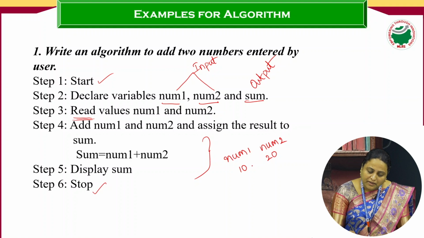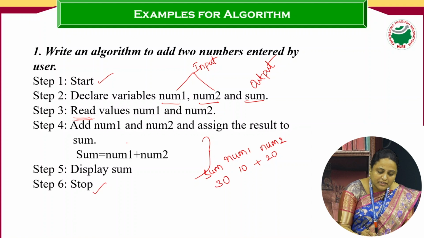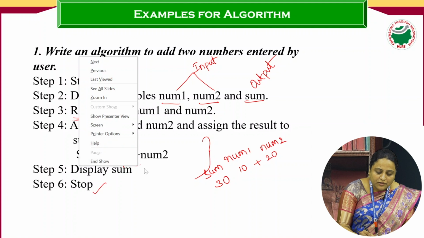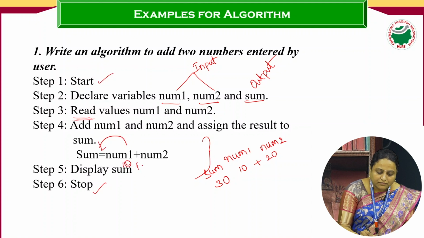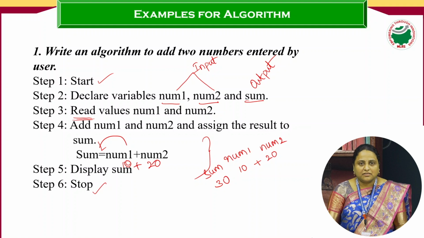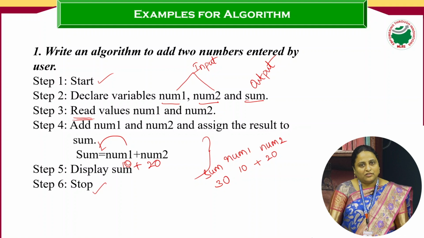So in number 1 I am having 10, in number 2 I am having 20, number 1 plus number 2, 10 plus 20, I will get the answer 30, and that 30 is given to which variable? That is sum. So the same thing happened here. 10 plus 20 is added and you are getting the answer as 30, and sum will be displayed on the screen. So that's it. Your task is completed, and next you can go for stop.